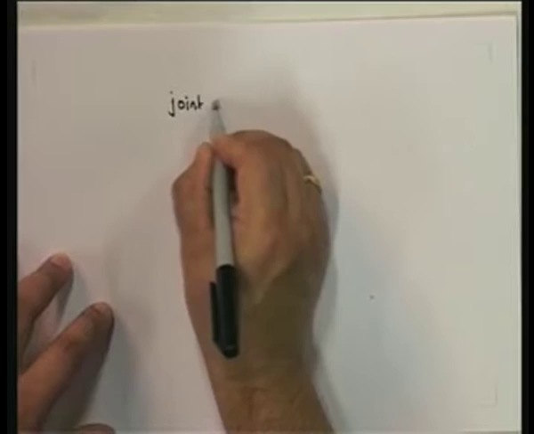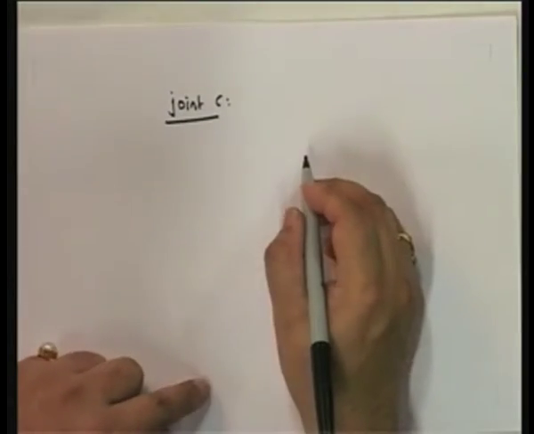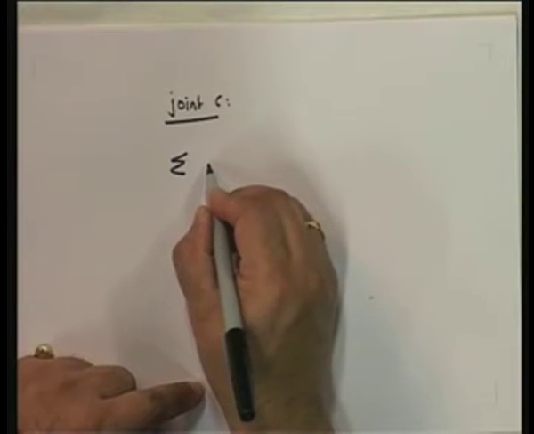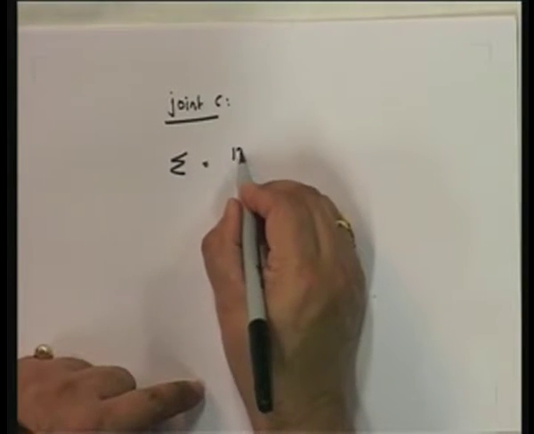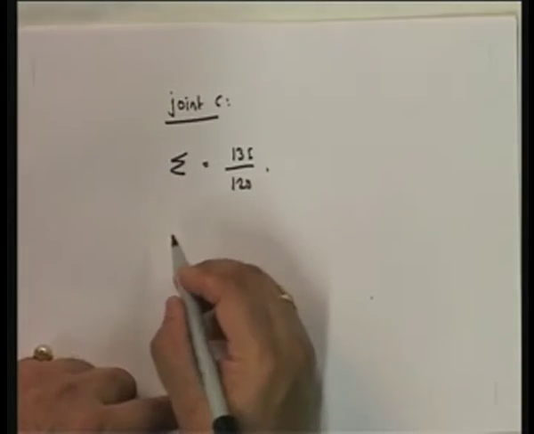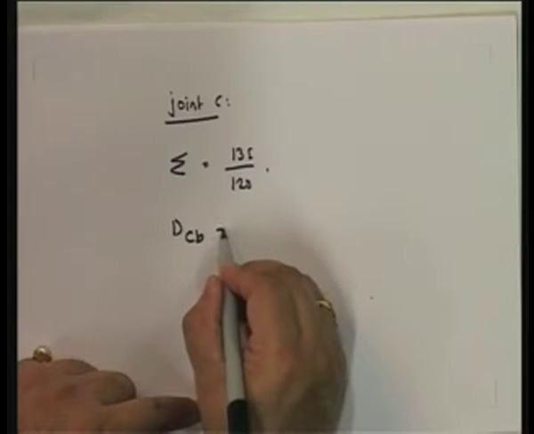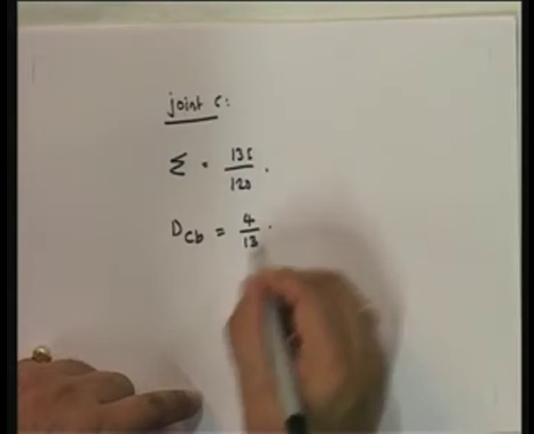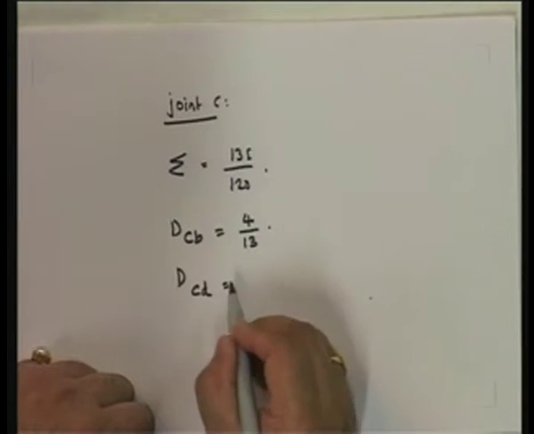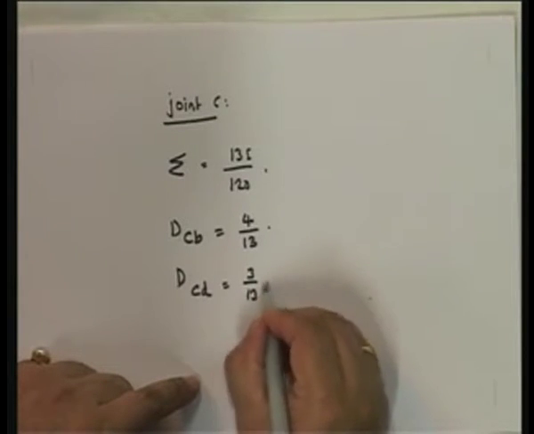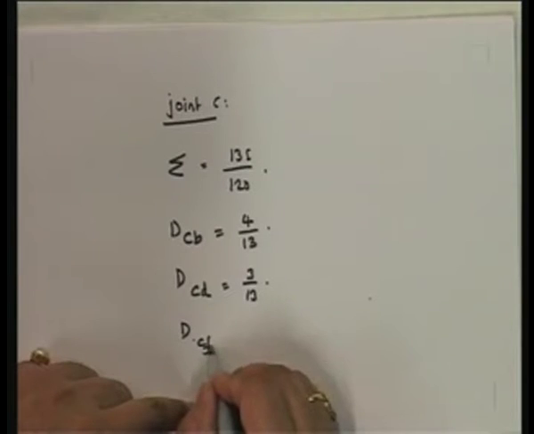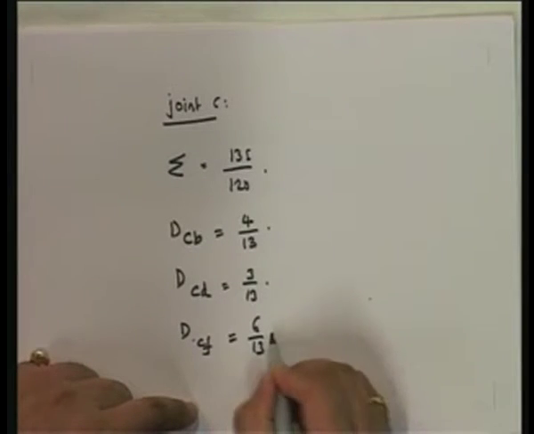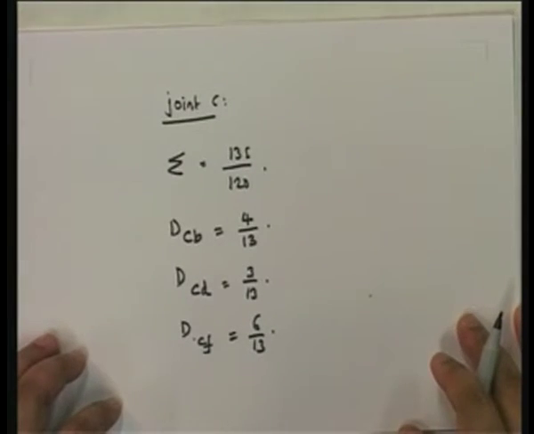And so, if you look at joint C, at joint C, the summation is identical, and it turns out to be 13I upon 120. So therefore, DCB is equal to 4 upon 13. DCD is equal to 3 upon 13. And DCF is equal to 6 upon 13. So, these are the distribution factors.